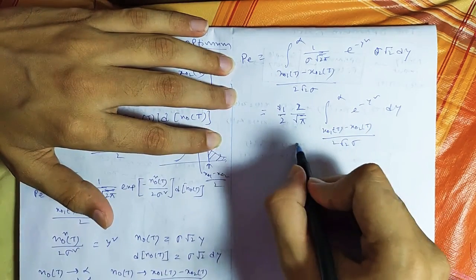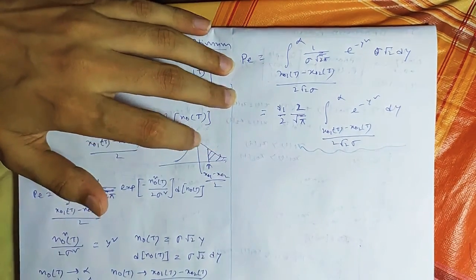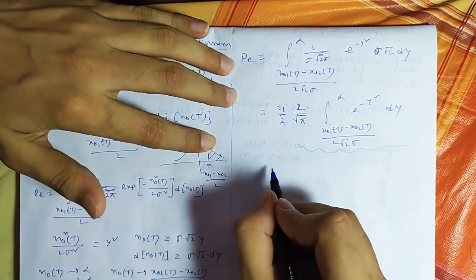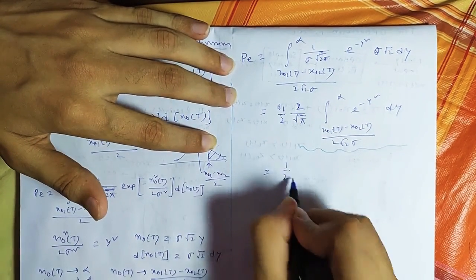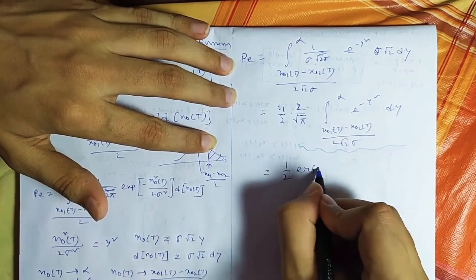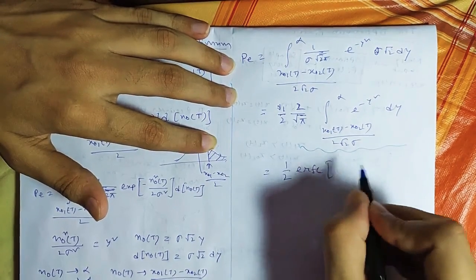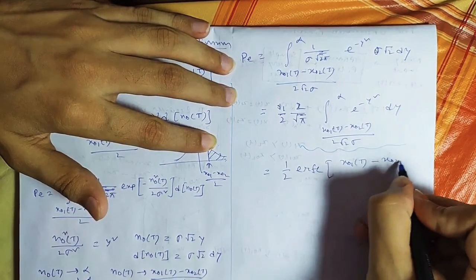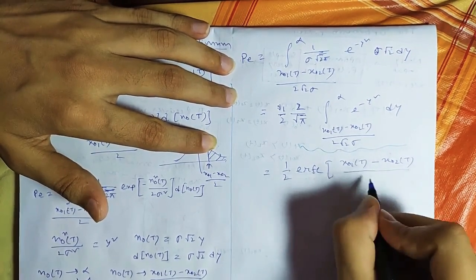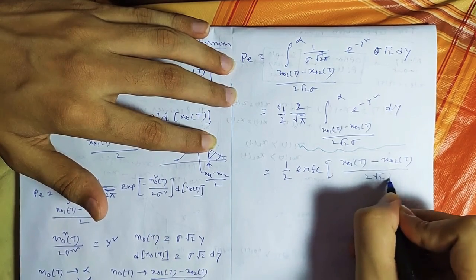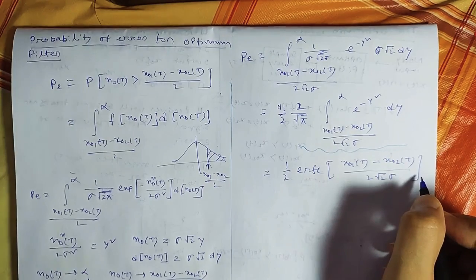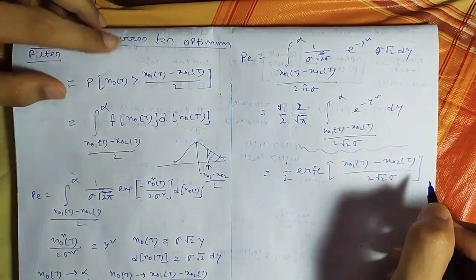So that part is the error function. As we already know that that part is the error function, so we can represent it by 1 by 2 ERFC, complementary error function, x01t minus x02t divided by 2 root 2 sigma. So that is the probability of error calculation for the optimum filter.